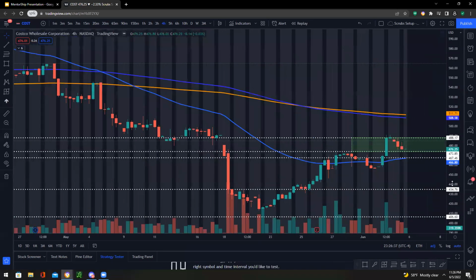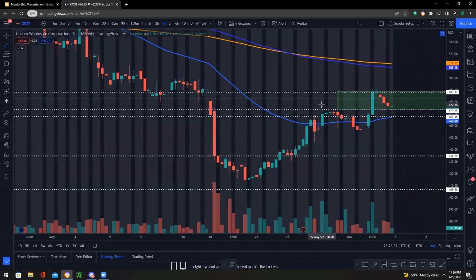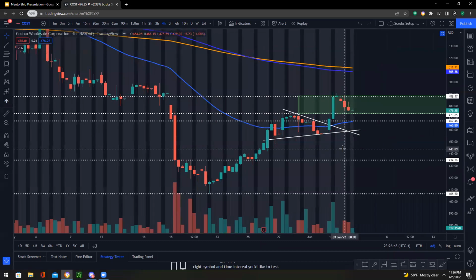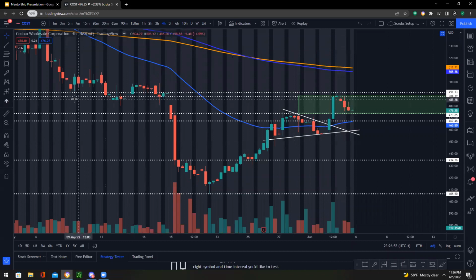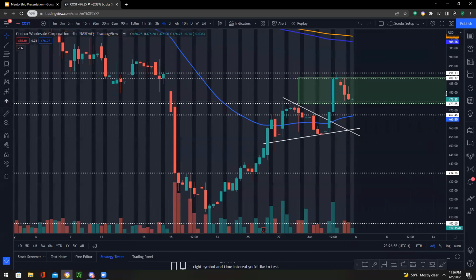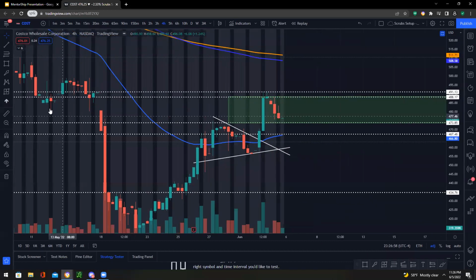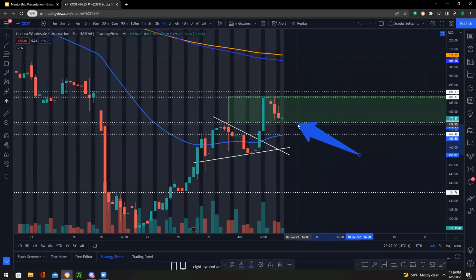So, all right, what kind of happened here, just to break it down for people. We had a nice little flag. So here's the pole. Here's the little flag. We broke out of the flag. Now we hit some resistance here. If you can kind of see here, this is previous area of resistance. Now we're falling back down. So we need to hold ideally this box right here of about 473.